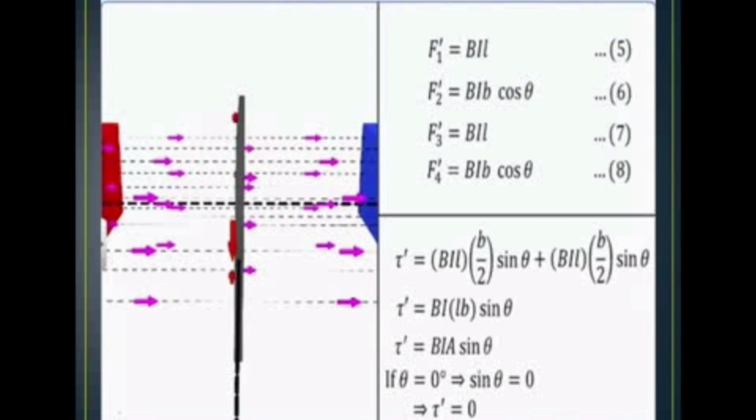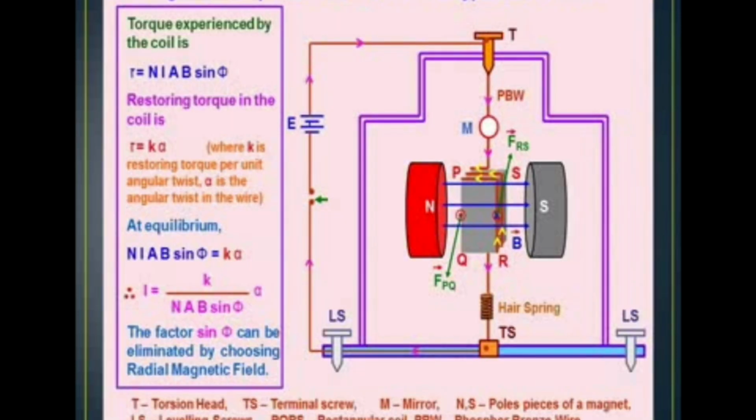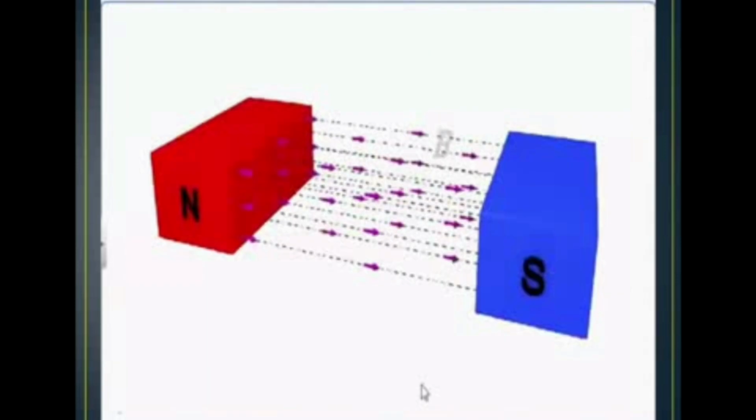The two sides mean the length of the coil. The two lengths of the coil are now parallel. But the two breadths of the coil are perpendicular, with the direction opposite and collinear, so we don't need to consider that. Two forces, F2 and F4, and F1 and F3 are now parallel to the magnetic field. That's why the torque tau dash equals 0. So it's another method of doing the calculation for the closed loop. Very important.